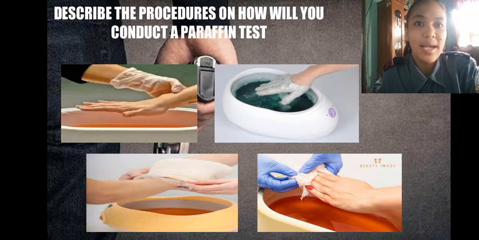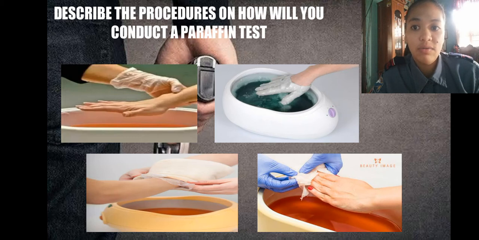Next is to describe the procedures on how to conduct the paraffin test. The paraffin test is a method of finding gunshot residue on the hands of a possible shooting suspect. The tester will dip the suspect's hands in a shot of melted wax. When the wax has cooled down, the suspect is left with lovely white gloves. Then the wax is peeled off the hands and examined for flecks of evidence that he has shot a gun.